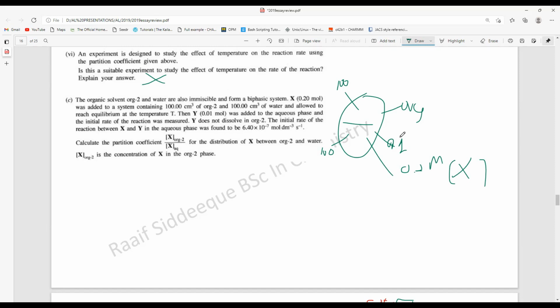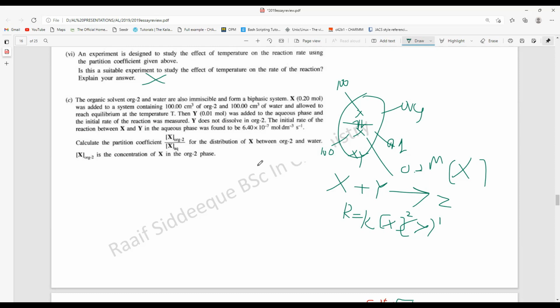And they have allowed this to be kept in equilibrium, so X will be distributed among the organic 2 and aqueous phase. Then they say Y is added. So again, this particular reaction is going to happen, X plus Y giving Z. Now we know the rate expression: K times concentration of X to the power 2 and concentration of Y to the power 1, because orders are not going to change when the concentration is changed.